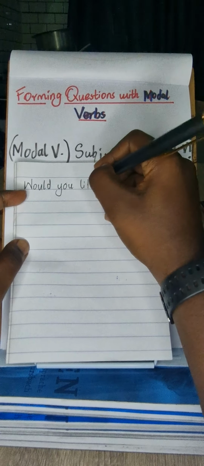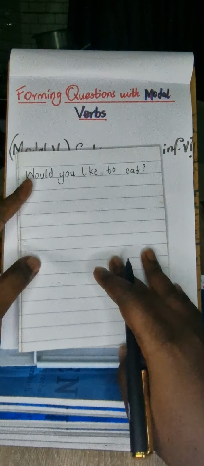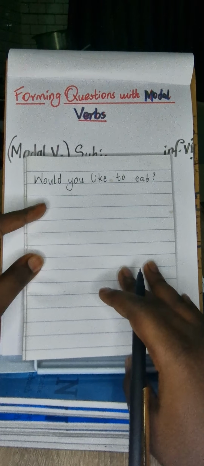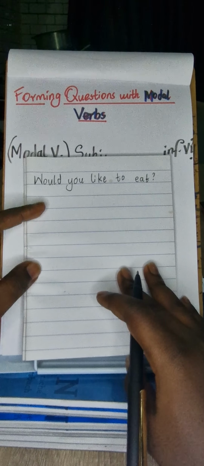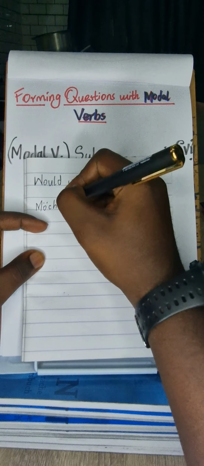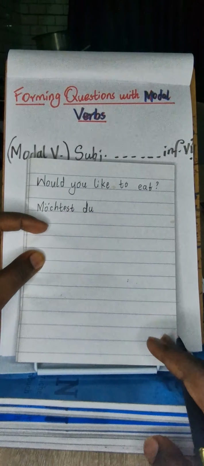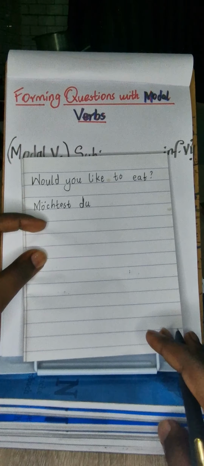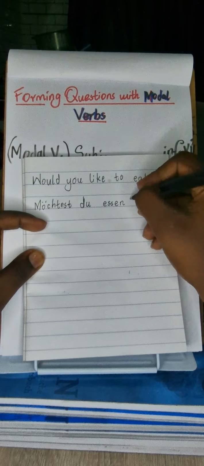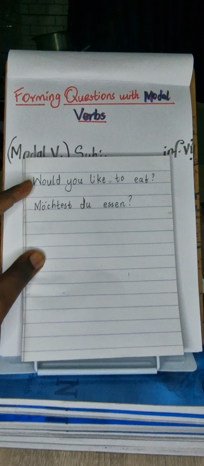Would you like to eat? Now I can see they've used the modal verb would like, right? So if I'm to proceed with this one, remember would like is möchten. And then let's assume we use the du form. Now you'd say möchtest du, right? Möchtest du, and then the to eat comes at the end, which is essen in its infinitive. Möchtest du essen? Would you like to eat?